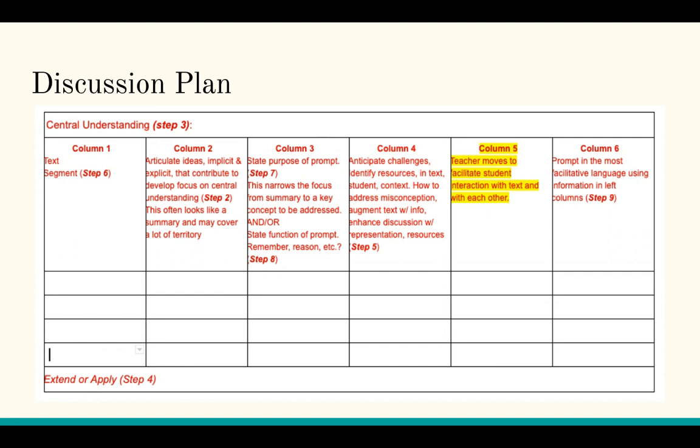I'm going to show you some examples from my plan in just a minute. So you'll notice it has the numbered steps, and they don't necessarily fall in order. I find it easier just to write my central understanding. So at the end of this, what do I want my students to understand? And then from there, start at column 1 and just move my way through up to column 6. That just makes a little more sense as you're going through and analyzing the text.